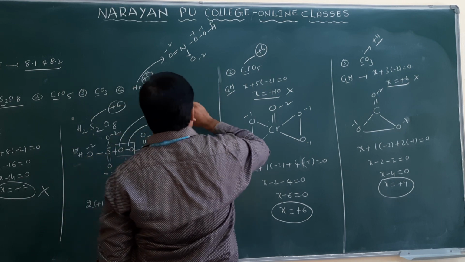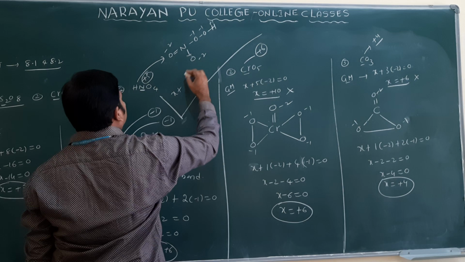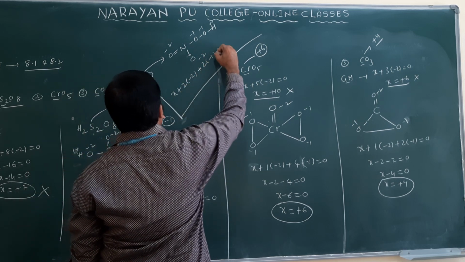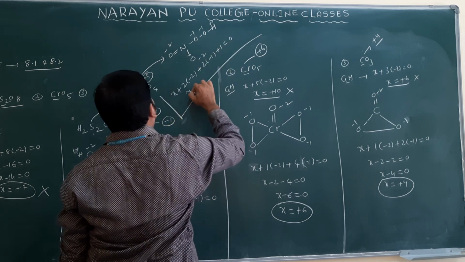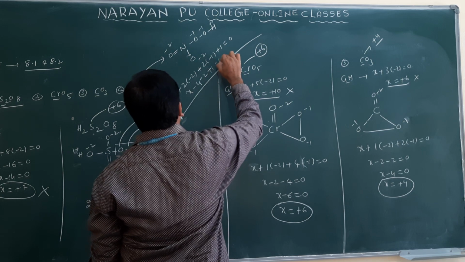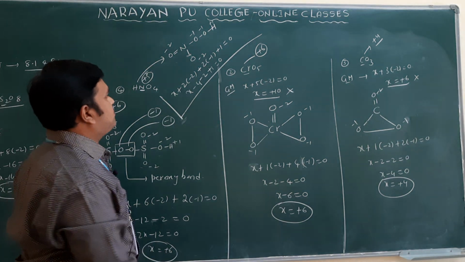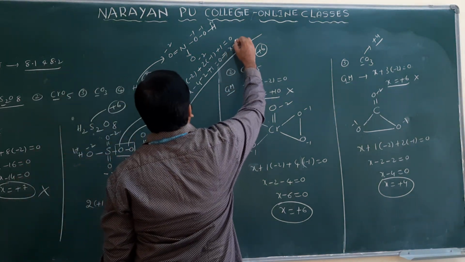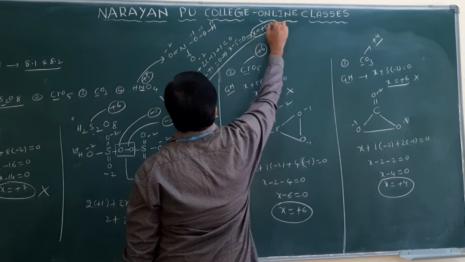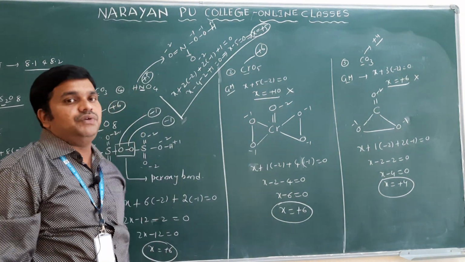Otherwise, you can write it like this. Nitrogen x, plus 2 into minus 2, plus 2 into minus 1, plus 1 is equal to 0. x minus 4 and minus 2 plus 1 is equal to 0. Then minus 6 plus 1, you will get minus 5. From this, x minus 5 is equal to 0. Then x equal to plus 5. These are the exceptional cases with peroxy bond.